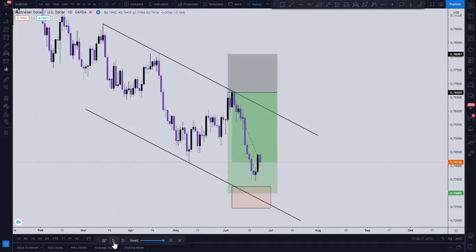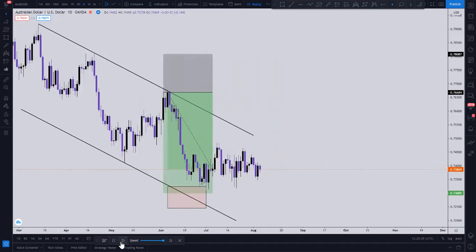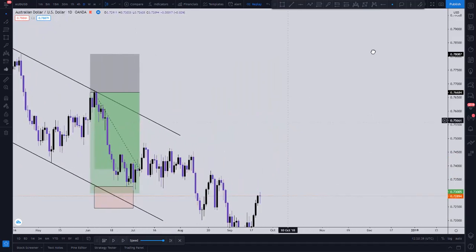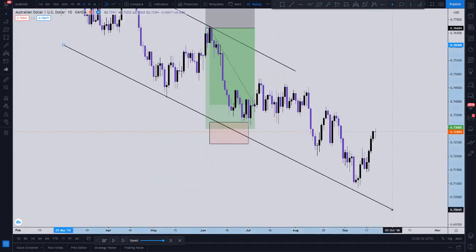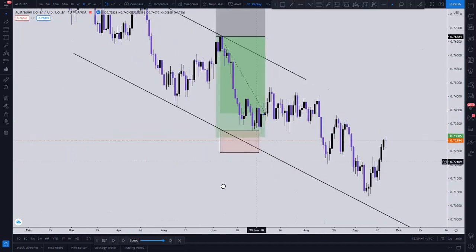So we're waiting for that tap. We never got that tap, which is fine, guys, right? But if we just increase this, you will find that it was almost close to that level, right?